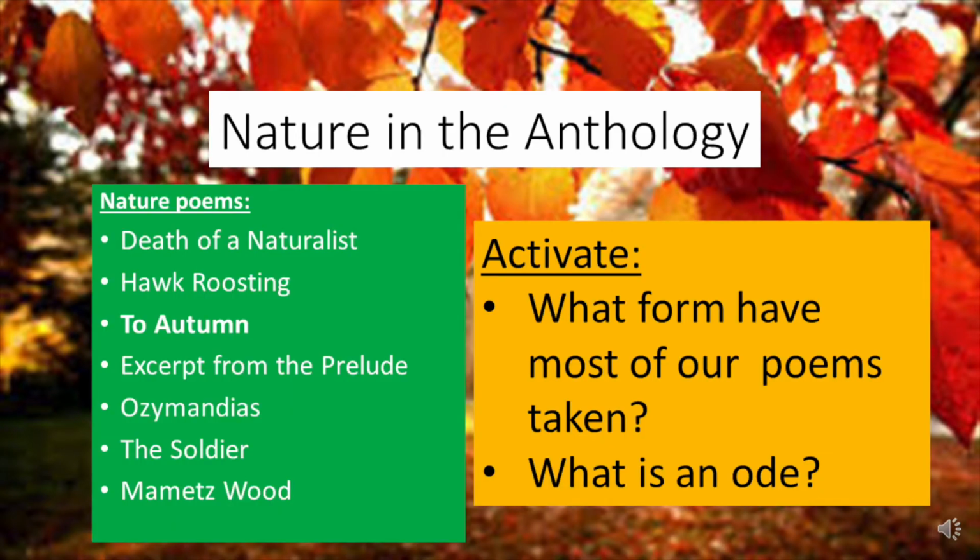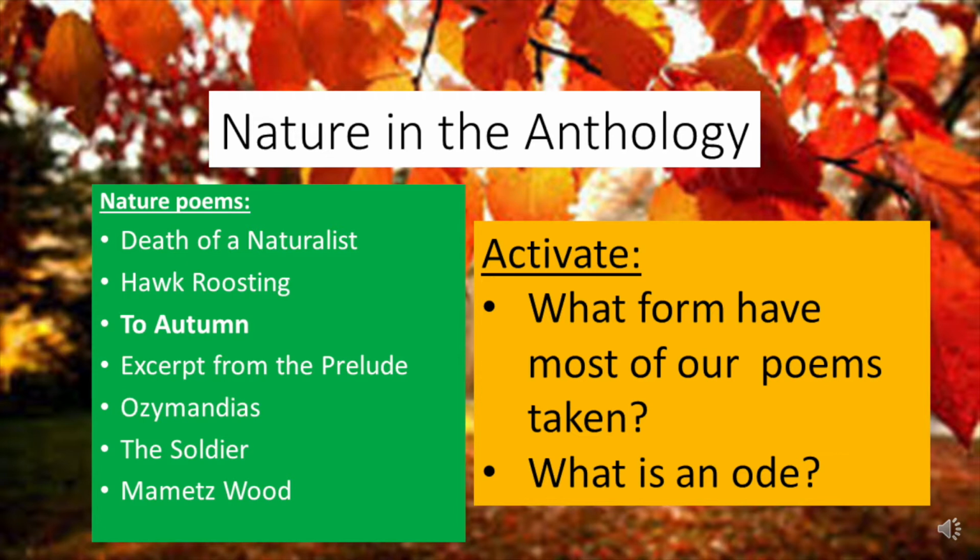All right, so just to recap everyone, as always on the slides I've been showing you, there are the poems that we've been studying. So we have done Death of a Naturalist, Hawk Roosting, we're doing To Autumn today, excerpt from the Prelude, Ozymandias, and of course I've got The Soldier and Mamet's Wood in there, which I'm not going to deal with in this series. I will look at that with the war poetry section, but they do deal with aspects of nature as well.